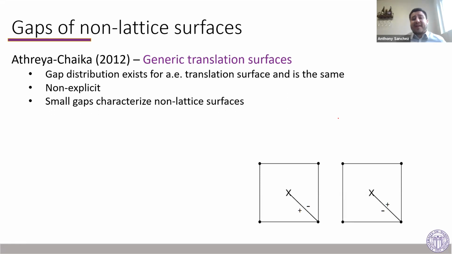Because they're talking about a generic set with respect to Masur-Veech, their results are very non-explicit. And in spite of that, they're still able to show this characterization that I've been hinting at for many slides now: small gaps characterize non-lattice translation surfaces. I really love this result because it's saying that whether it's a lattice surface or not is a very geometric thing. And I'm able to characterize this geometric thing by looking at the gaps of saddle connections, and in particular, looking for small gaps. And I think that's very non-obvious, maybe at first glance.